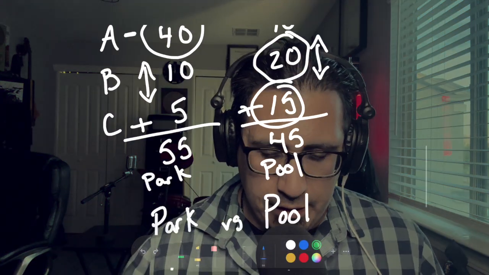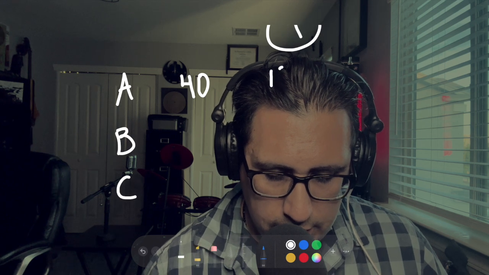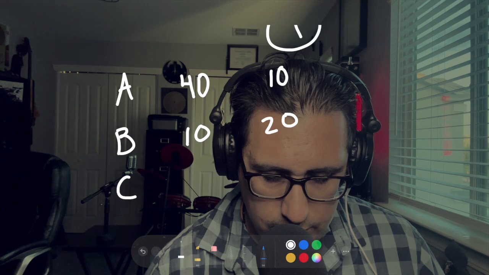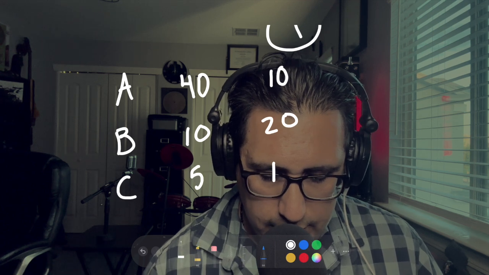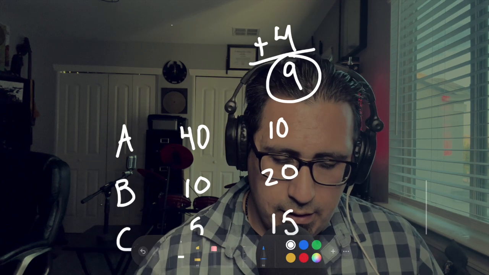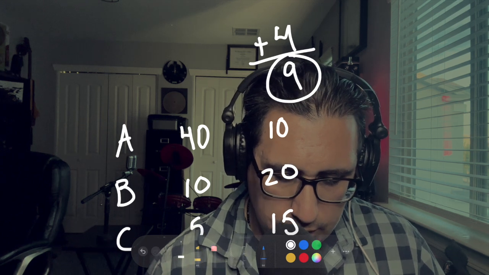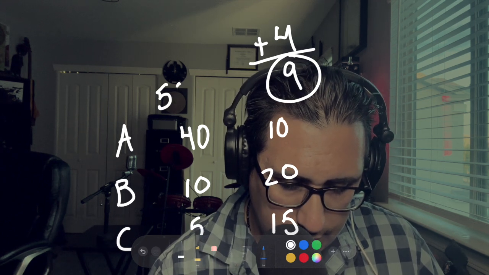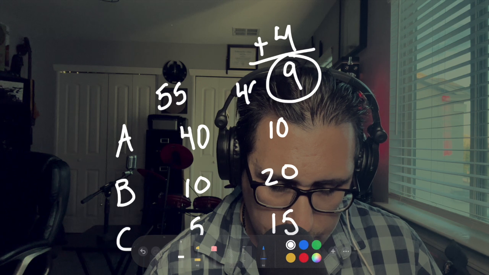Okay. So, for example, I'm going to switch back to white. Block A, block B, block C. It was 40 to 10, 10 to 20, and 5 to 15. Popular vote was 55 to 45.